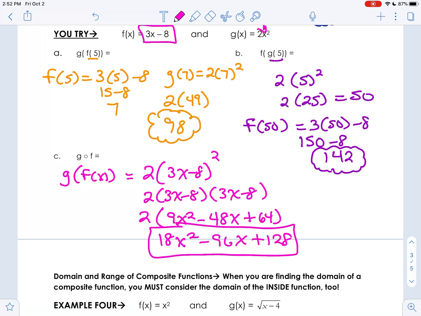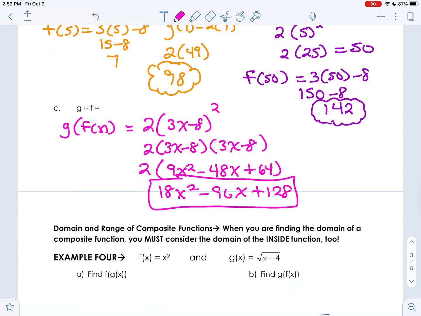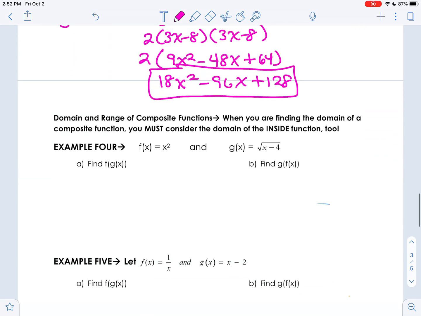So the last part of this lesson starts to talk about domain and a little bit of range when working with a composite function. We want to make sure we consider the domain. Most of the time this is what x has to be or what x maybe can't be, whichever is easiest to describe. They give a couple examples, and so I'll talk about that a little bit.